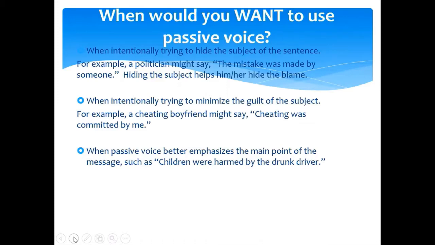Next, you can use passive voice when you are not sure who or what is responsible for an action. For example, their house was broken into last night. We don't know in this sentence who broke into their house. So, in cases like this, you can use passive voice.